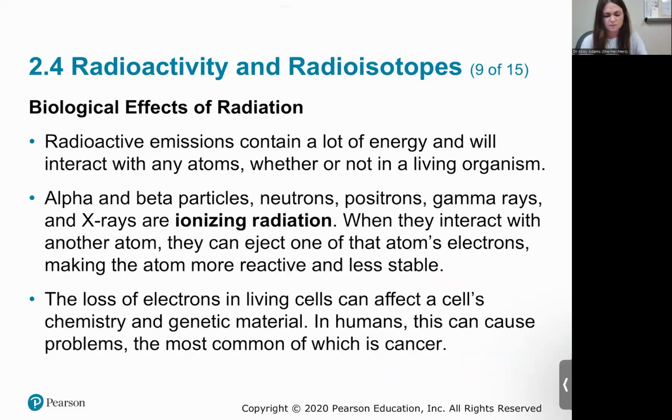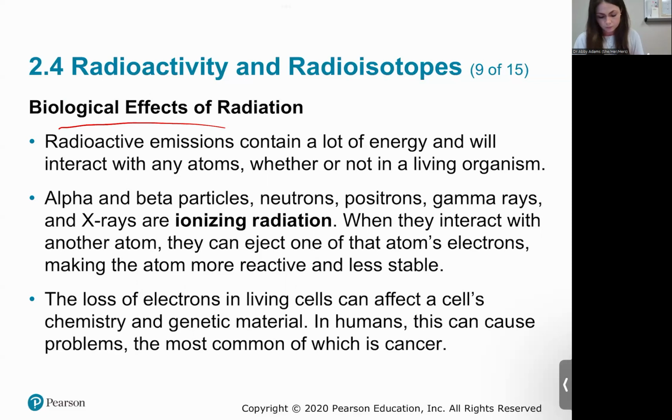All right, so I know a lot of people are biology majors in here, so this might be where it starts to get a little more interesting for you. So we're talking about the biological effects of radiation. Okay, so radioactive emissions, they have a lot of energy. They're going to interact with anything, okay? Whether or not it's in a living organism, but definitely with living organisms. That's why it can be dangerous, very dangerous. And you have to take a lot of precaution when you're working with radioisotopes or radioactive isotopes.